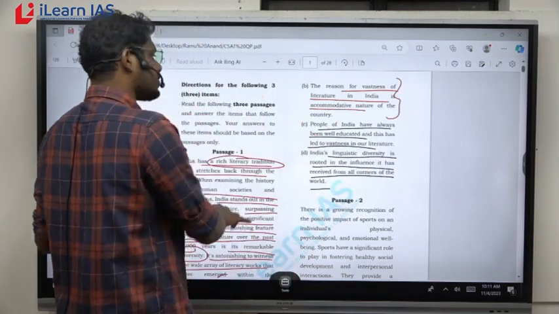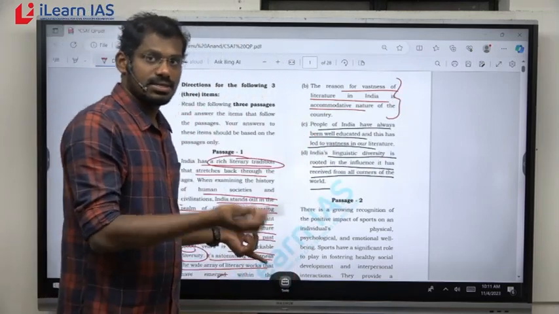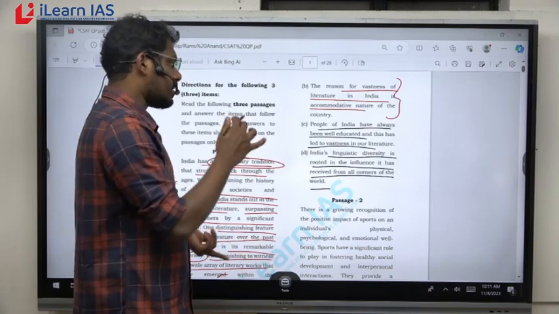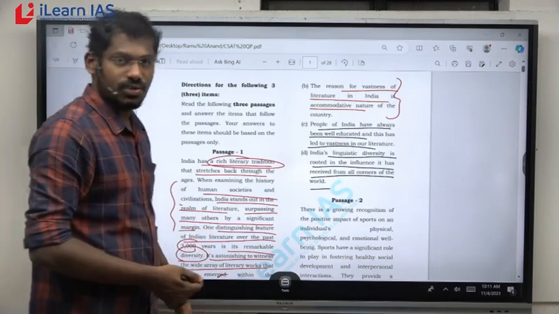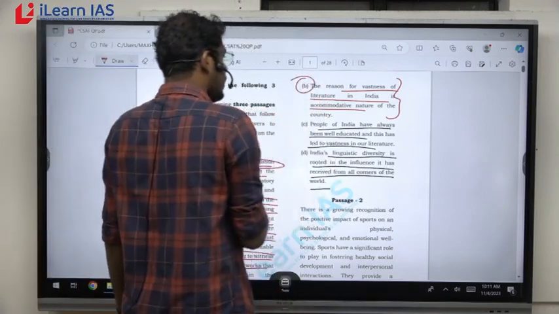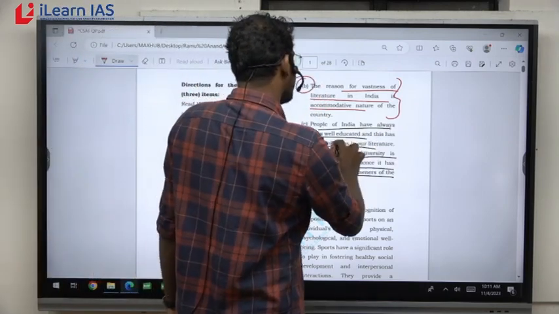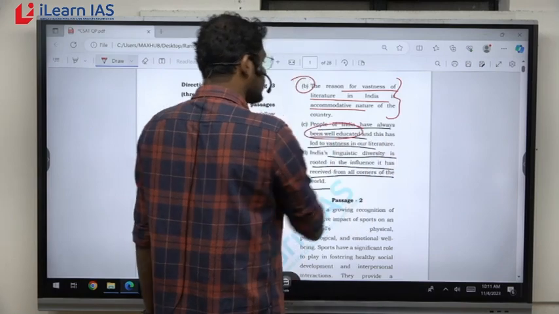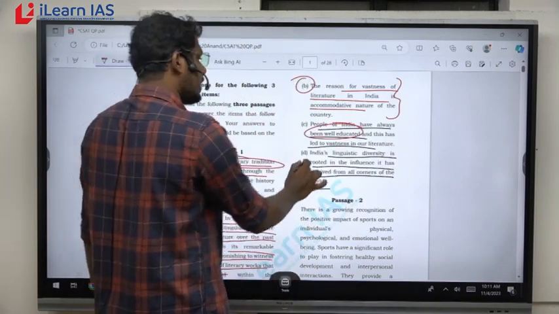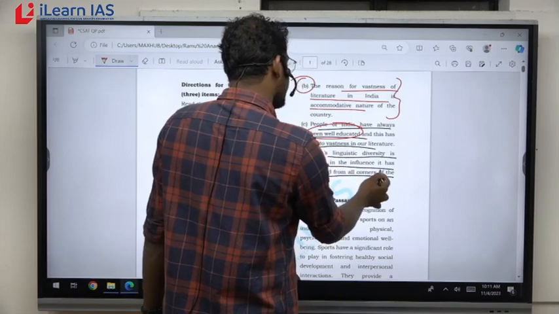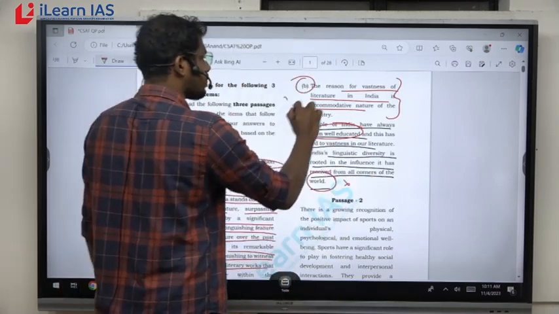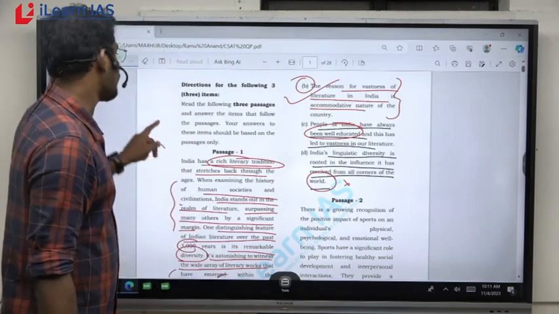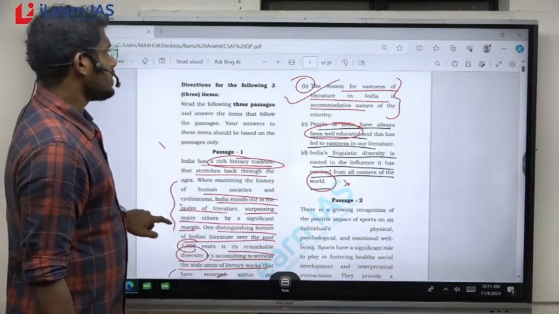Okay, it can be, because the passage says that the literature diversity can be attributed to the linguistic diversity of the country. So it can be an answer. People of India have always been well educated, and the education status is not explained here. India's linguistic diversity is rooted in the influence it has received from all corners of the world. No, this is also incorrect. So the most probable appropriate answer is option B. So moving to next question.